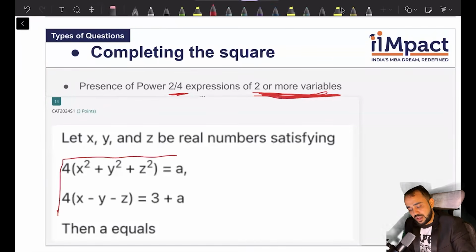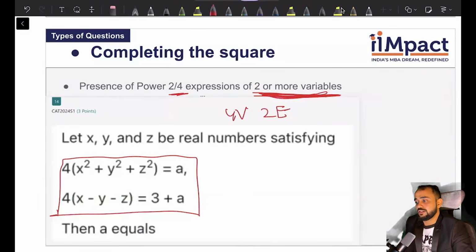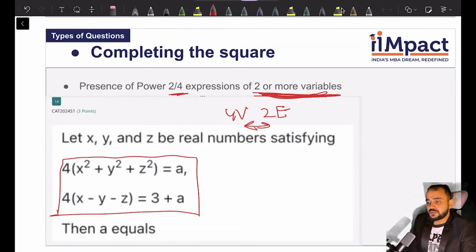How many equations do I have? I have two equations. How many variables do I have? Four variables, x, y, z, and a. Four variables, two equations. They have to give me something very, very strong. They have to give me a very strong constraint for me to bridge this gap of four variables and only two equations. So let us substitute this.